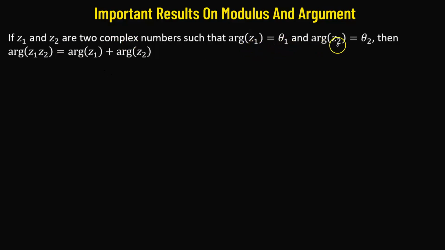So here we have two complex numbers z1 and z2 with the argument of z1 being theta 1 and the argument of z2 being theta 2. Then if we take the argument of the product of the two complex numbers, that simply equals the sum of their individual arguments. So let's begin.